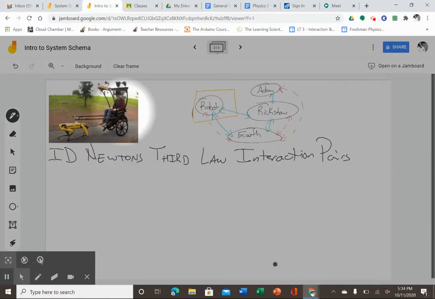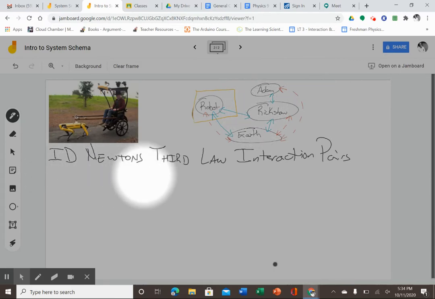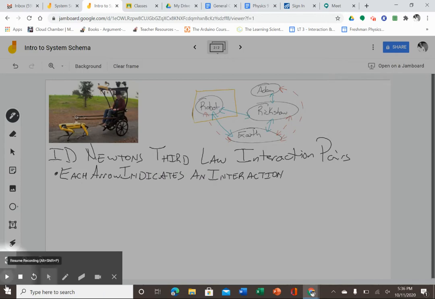So now that we have an image and we have a system schema lined up, we're going to go through and take a look at some of these interactions or forces, and we're going to identify Newton's third law interaction pairs from that system schema. So first thing to emphasize is that every one of these arrows indicates an interaction. And if every one of those arrows indicates an interaction, then we're talking about forces. Whenever there's an interaction, there's a force involved. So every arrow does indicate an interaction.